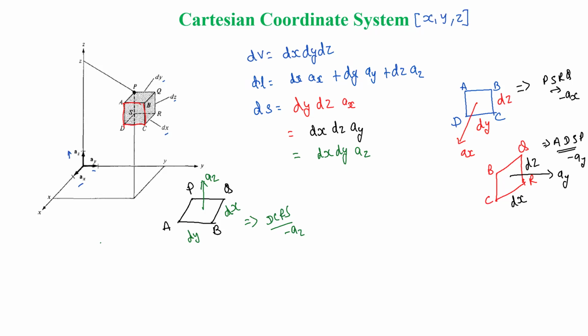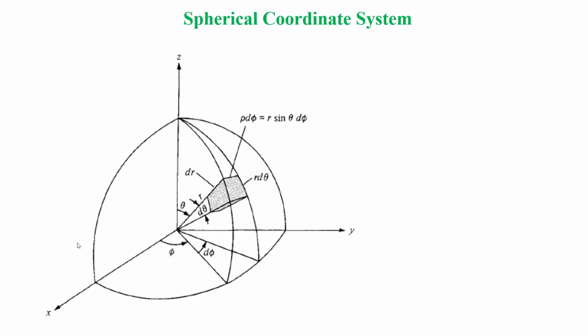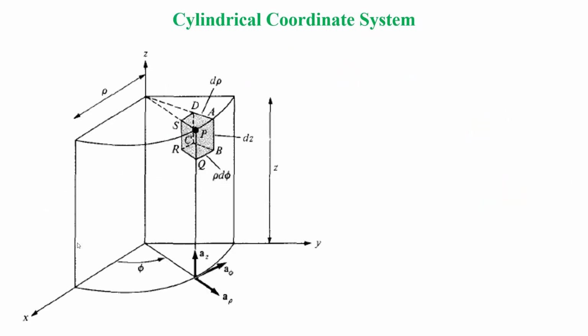So this is the thing you are seeing in the case of Cartesian coordinates. Similarly, we have a discussion about another coordinate system, that is the cylindrical coordinate system. In the cylindrical coordinate system, we have three parameters. Like in the Cartesian, you have seen x, y, z. So here we have rho, phi, z.